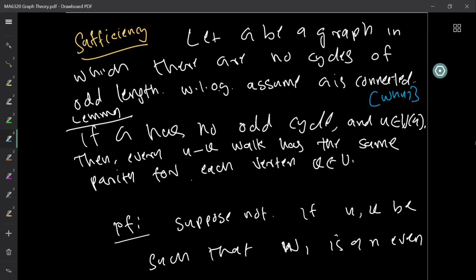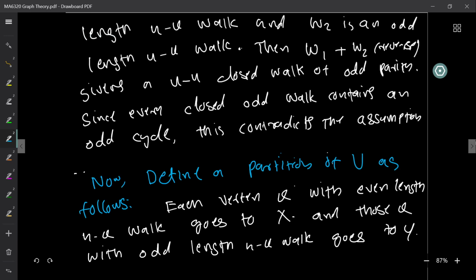Now, how do we prove this? How did we prove this? That if not, then pick some vertices, let's say U and V, such that we have an even length path, let's say W1, and an odd length path, let's say W2, right? Then W1 plus W2 in reverse order, right, gives a UV closed walk of odd length. And therefore, by our observation that every closed walk of odd length contains an odd cycle, we get a contradiction, right?